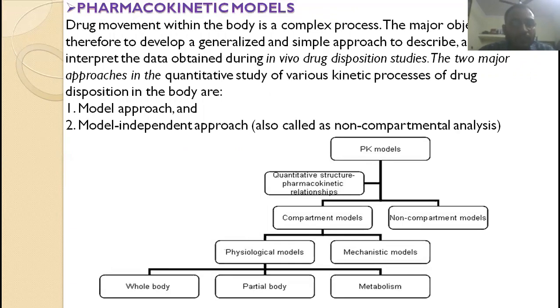In pharmacokinetic modeling, drug movement within the body is a complex process. The major objective is therefore to develop a generalized and simple approach to describe, analyze, and interpret the data obtained during in vivo drug disposition studies. The two major approaches in the quantitative study of various kinetic processes of drug disposition in the body are model approach and model independent approach, also called non-compartmental analysis.